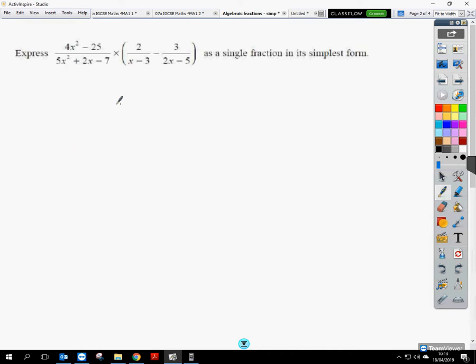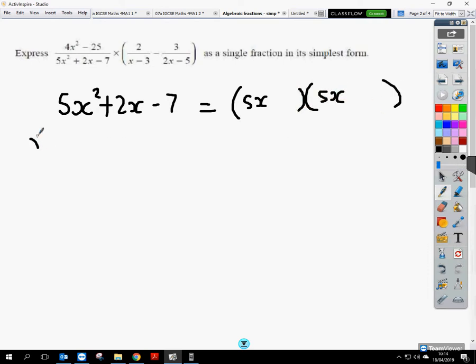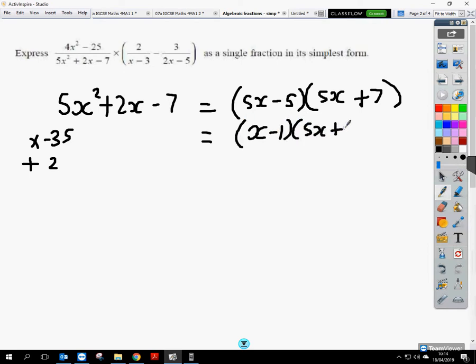Okay, kind of similar to the previous one. So what we're going to do is factorise the 5x squared, sorry, 5x squared plus 2x minus 7 first of all. So we have 2 brackets. We have 5x and 5x. We want numbers that multiply to give negative 35, add to give positive 2. So we can use 5 and 7. So if we have positive 7 and a negative 5, that works. The first bracket divides by 5, so you should divide it by 5, so you end up with x minus 1. To keep the brackets, second bracket is 5x plus 7. Okay.